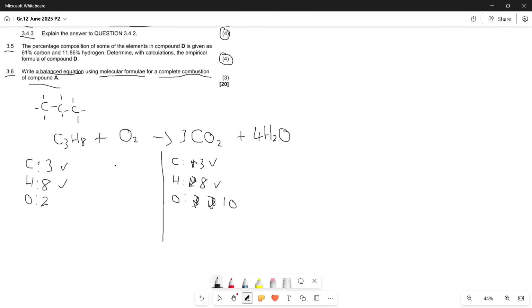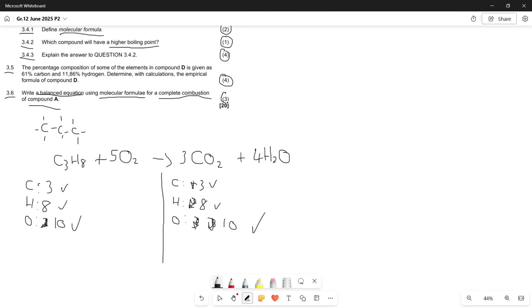Which makes our last move quite easy, because we have an oxygen by itself on the left side, which means we can just go ahead and add a 5 in front of there because there are no other oxygens here, which means 5 multiplied by 2 is 10, and now our oxygens are balanced as well. Cool, and that means our carbons, hydrogens, and oxygens are all balanced on the left side and the right side. And that is our final answer, earning us 3 marks over there and 20 marks for this whole section.